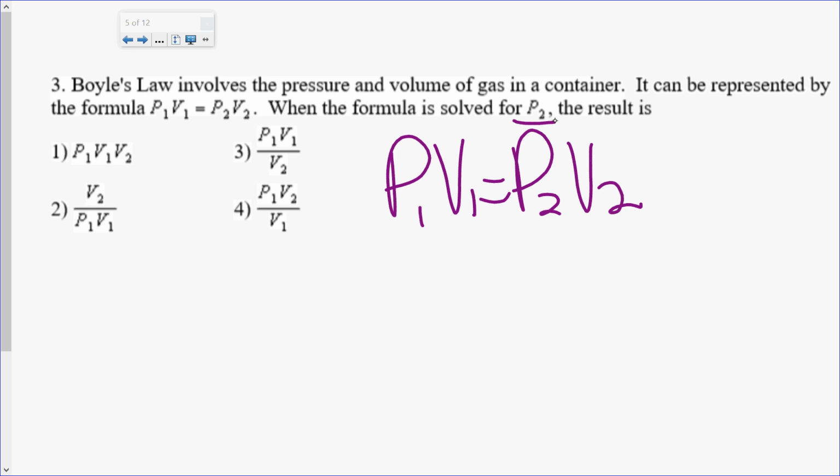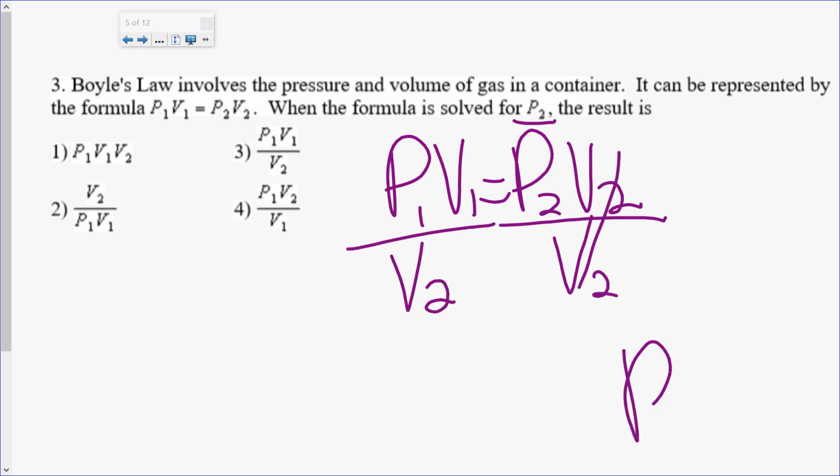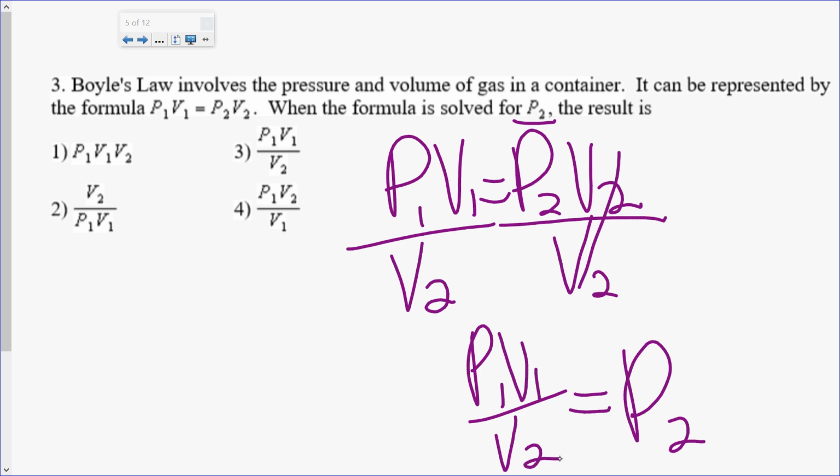All right, fractions, no. Parentheses, no. Combine like terms, no. Bring all P2s to one side, no. Isolate, add or subtract first. Do I see a plus or a minus? No. Divide last. The only thing I can do here is divide the V2 away from both sides. I can't combine unlike terms, so P1V1 over V2 is P1V1 over V2. That is choice 3. And that's it.